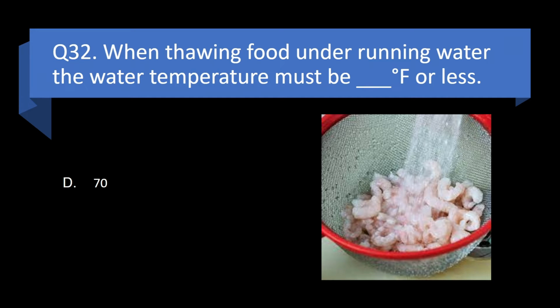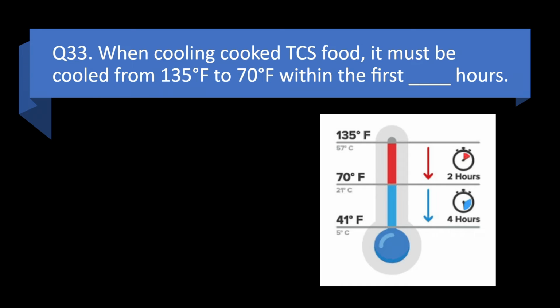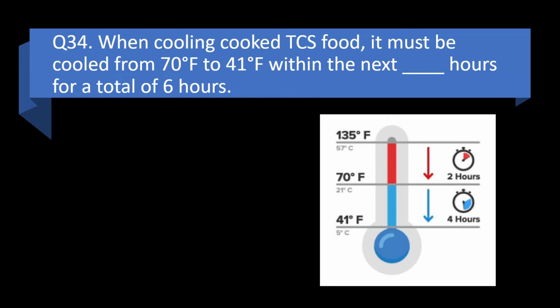D. 70. Question 33. When cooling cooked TCS food, it must be cooled from 135 degrees Fahrenheit to 70 degrees Fahrenheit within the first blank hours. 1, 2, 4, or 6. B. 2. Question 34. When cooling cooked TCS food, it must be cooled from 70 degrees Fahrenheit to 41 degrees Fahrenheit within the next blank hours for a total of 6 hours.